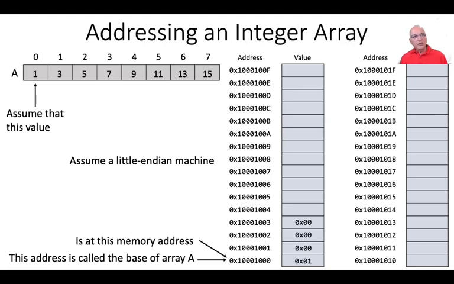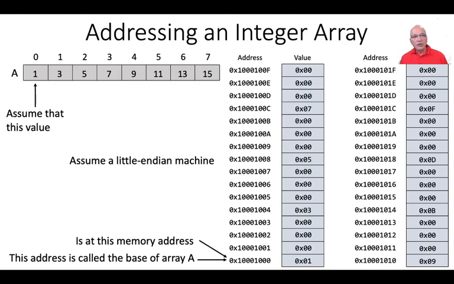Because this is a little endian machine, we're going to have the little end of the number first at the address 1000, followed in 1001, 2, and 3 by the other bytes in the number, with the big end of the number at 1003. So this is where the number 1 is going to be. The number 3 will be next to it using the same byte order, and so on for the other numbers in the array. So this is the way the array will be stored in memory.